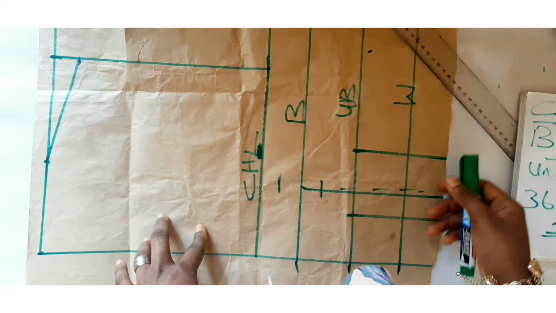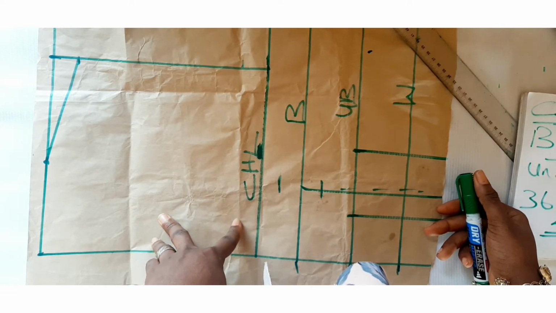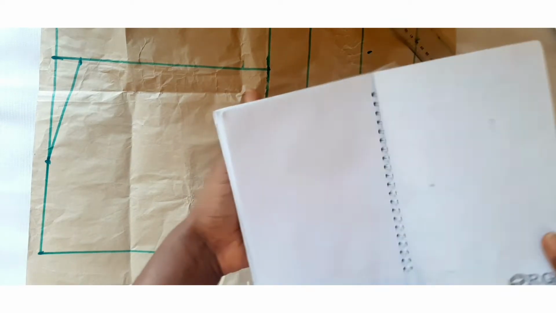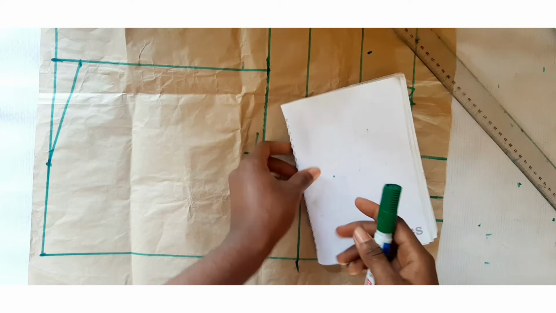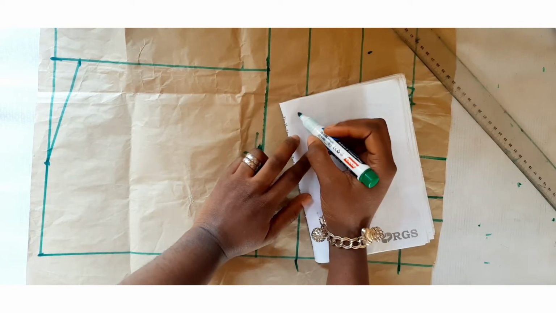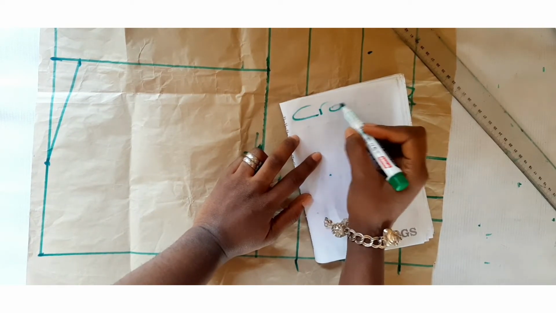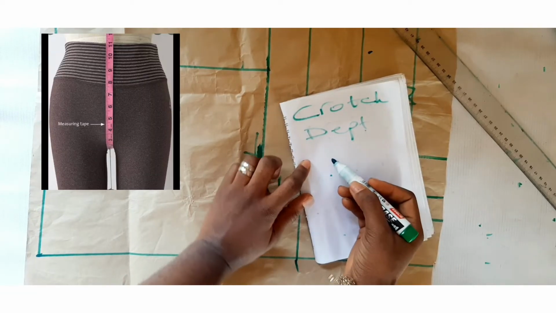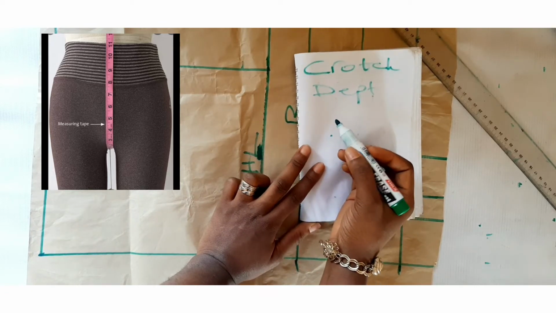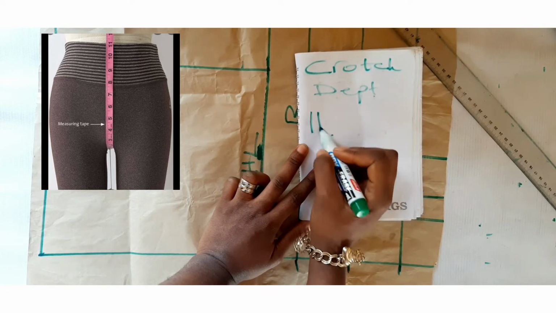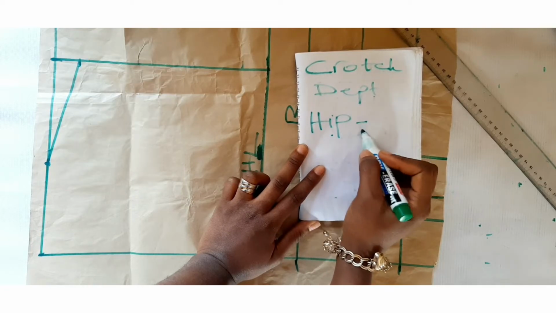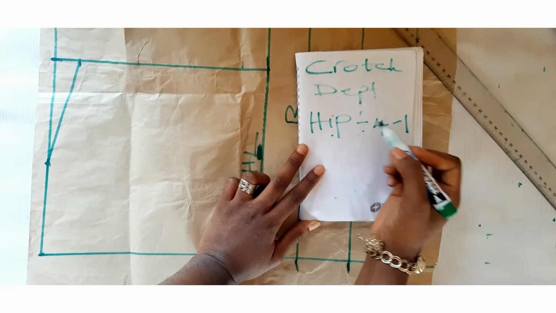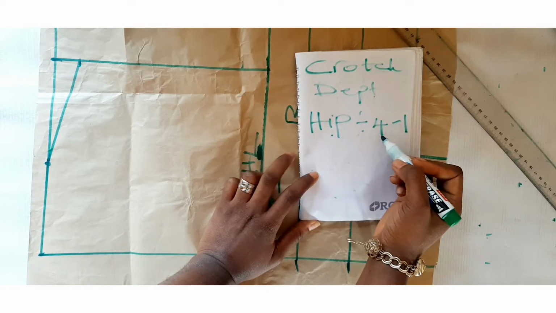All right, how do you derive your crotch depth whenever you're making your trouser? Whenever you're making your trouser and you want to derive your crotch depth, how do you get this crotch depth? You're going to divide your hip divided by 4 minus 1 to get your crotch depth. Hip divided by 4 minus 1.